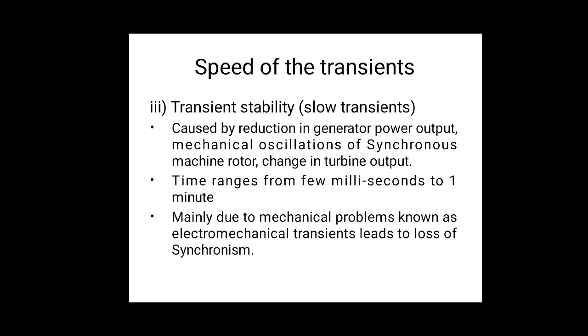Third is transient stability. It is also known as slow transients, which is caused by the reduction in power generation output and will lead to the mechanical oscillation of the synchronous machine and a change in the output of turbine. The time ranges between few milliseconds to 1 minute. It is mainly due to mechanical problems, so known as electromechanical transient, which leads to loss of synchronism.